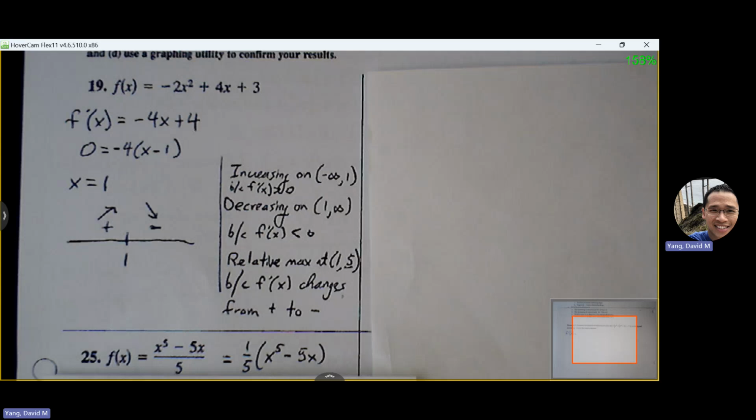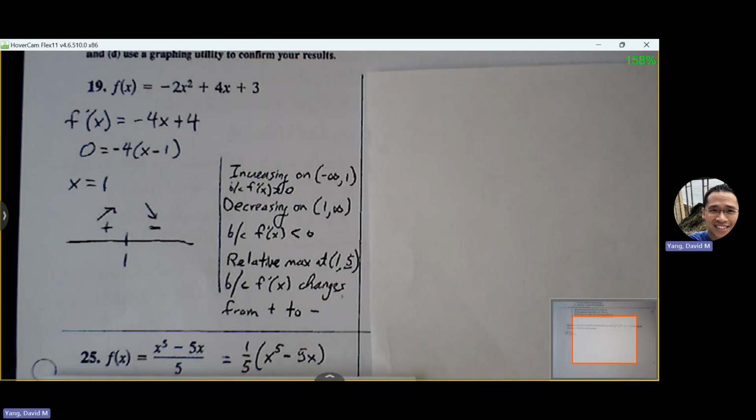F prime is just negative 4x plus 4. Factor out the negative 4. Solve for x. I get 1. Choose 0 and 2 on both sides of 1. You get a positive slope followed by a negative slope. So we have a statement on increase, a statement on decrease, and a relative maximum.